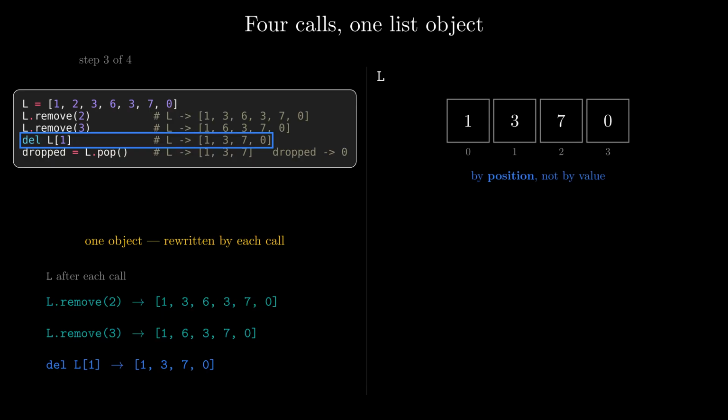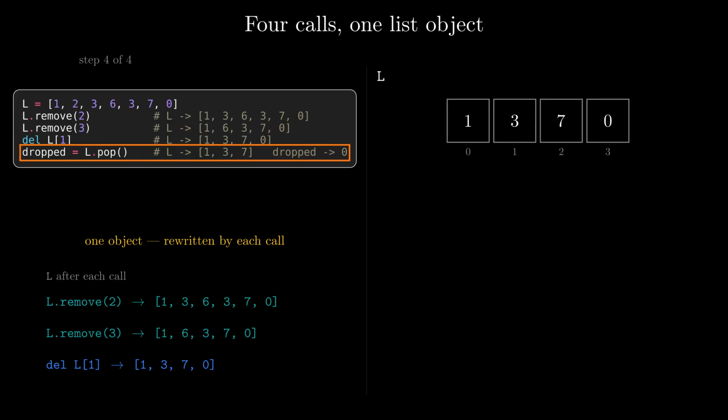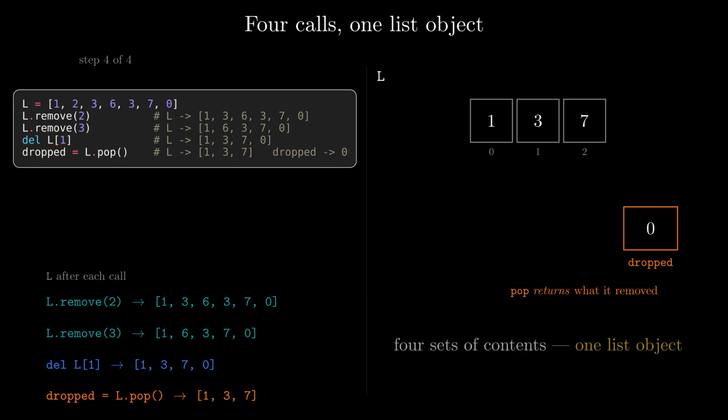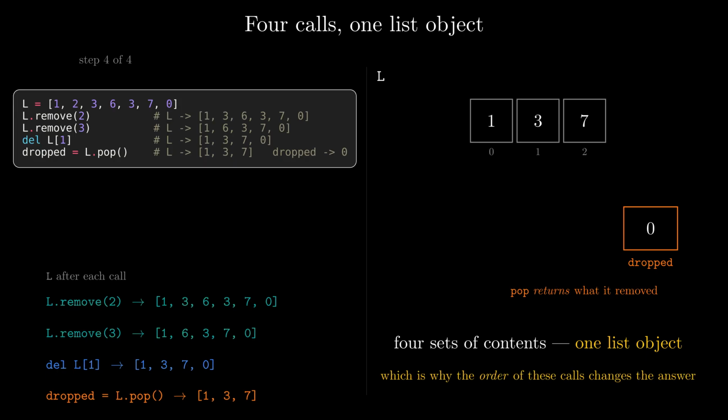Notice we asked for a position, not a value. Del never looks at what the element is. Finally, L.pop. No arguments, so Python takes the element at the far right, which is the 0. L is left holding 1, 3, 7, and because pop returns what it removed, we can write dropped equals L.pop, and dropped holds 0. 4 calls, 4 different sets of contents, but only one list object. Each operation rewrote it for the next one. That is what mutation means, and it is why the order of these calls changes the answer.